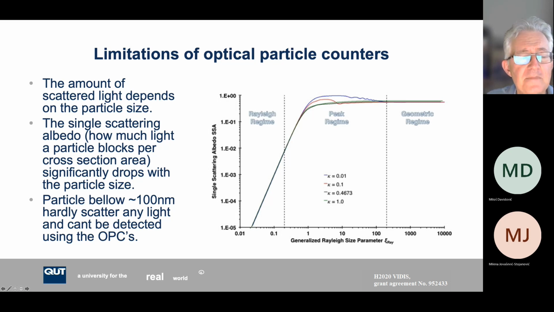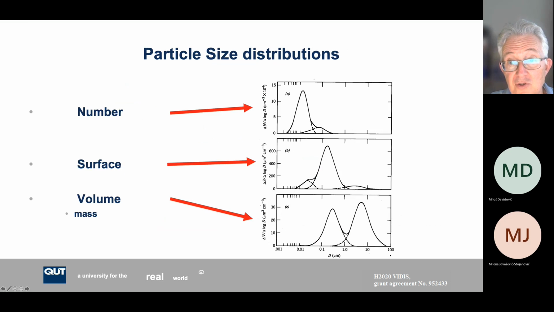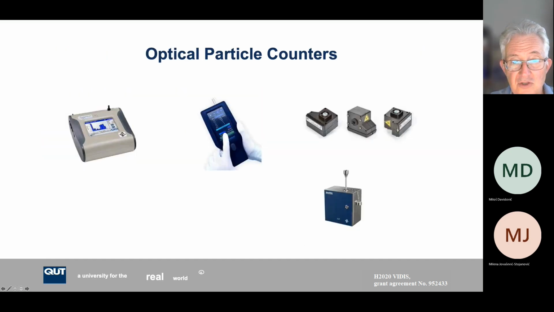This depends on the wavelength, but roughly 100 nanometers is the cutoff point for most particle counters, so you can't measure particles smaller than 100 nanometers. But that could be a problem if we go back to our size distribution. We see that the majority of the particles are actually smaller than 100 nanometers. So if I use just an optical particle counter to measure the total number of particles, I'll miss all of these very small particles. So what do I do in that case?